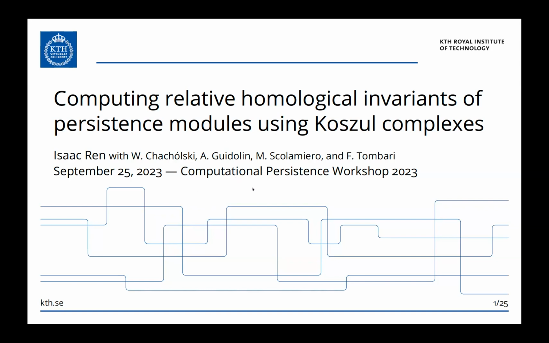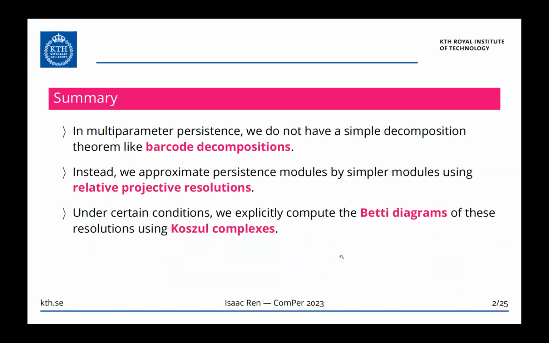Today I'll be speaking about a work that's on the archive. The archive link is at the end, about relative homological algebra, something that Peter mentioned in his talk. This is group work with some people from the TDA group at KTH in Stockholm, Sweden: Wojtek Chacholski, Andrea Guidolin, Martina Scolamiero, and Francesca Tombari. Francesca should be in the room, so if you have any questions, you can email me, and maybe she can answer some questions as well. Yes, so let's proceed.